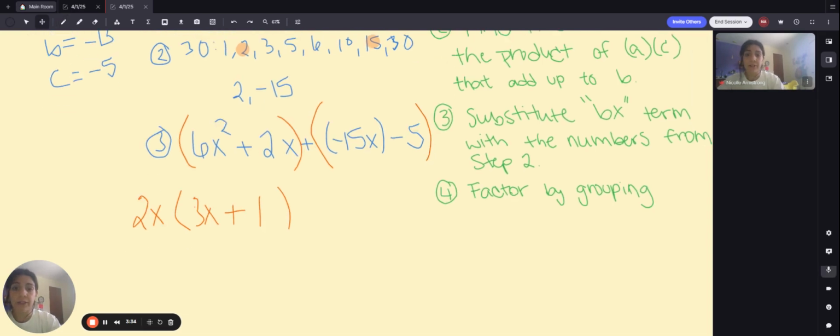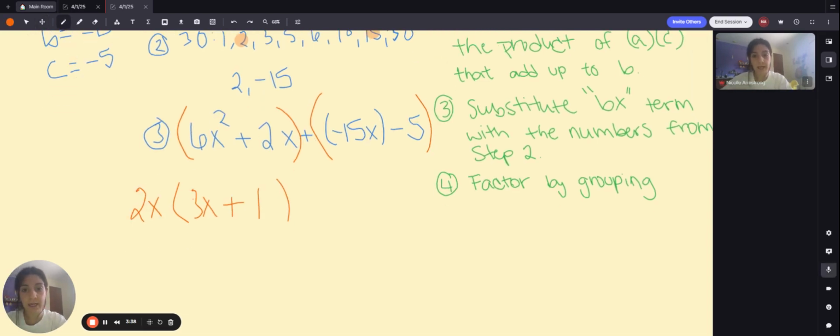And now factoring out our second group, we have negative 15x minus 5. What number can be factored out? Negative 5. So we'll factor out negative 5 and then use that distributive property and either divide both terms by 5 or think backwards of the distributive property. Negative 5 times what is going to give us our negative 15? So that's also going to be 3x. And then negative 5 times positive 1 is going to give us that negative 5.